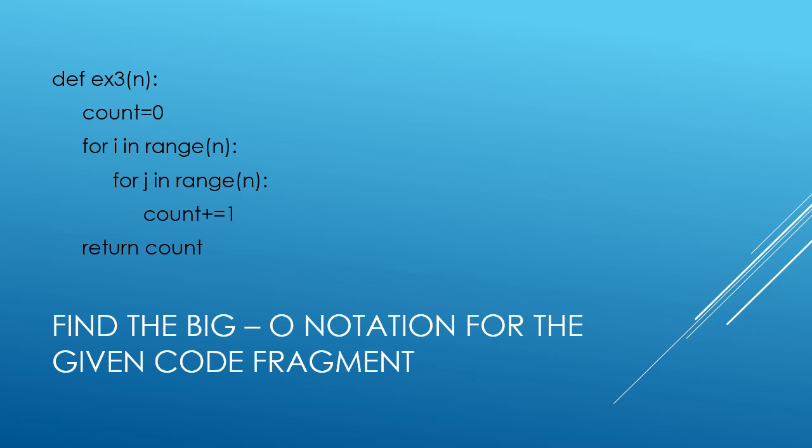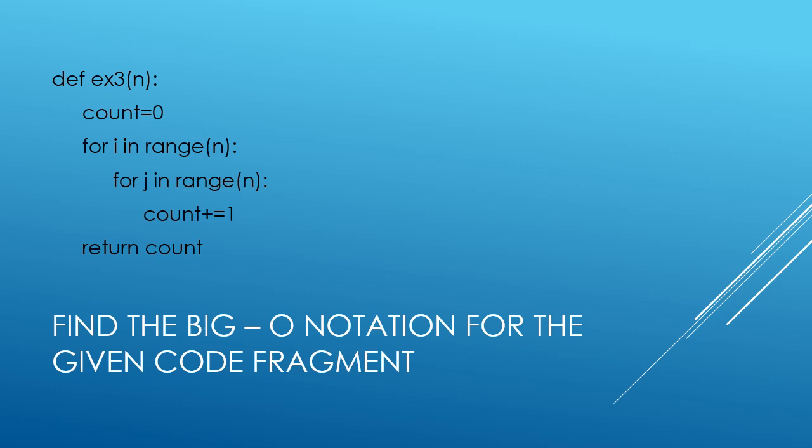This time the function is x3. Count is initialized to 0. A for loop with variable i goes from 0 to n minus 1. Inside it, a for loop with variable j goes from 0 to n minus 1. Inside the mutual body of both fors, count is incremented every time. When you exit both fors, you return count.